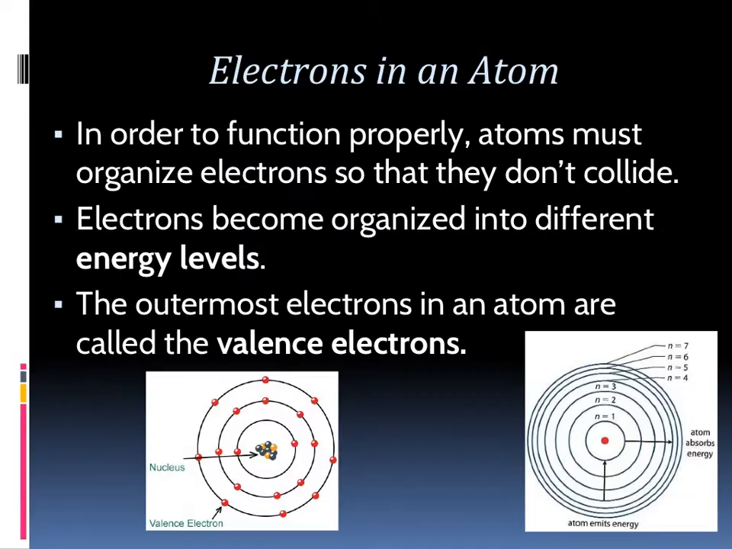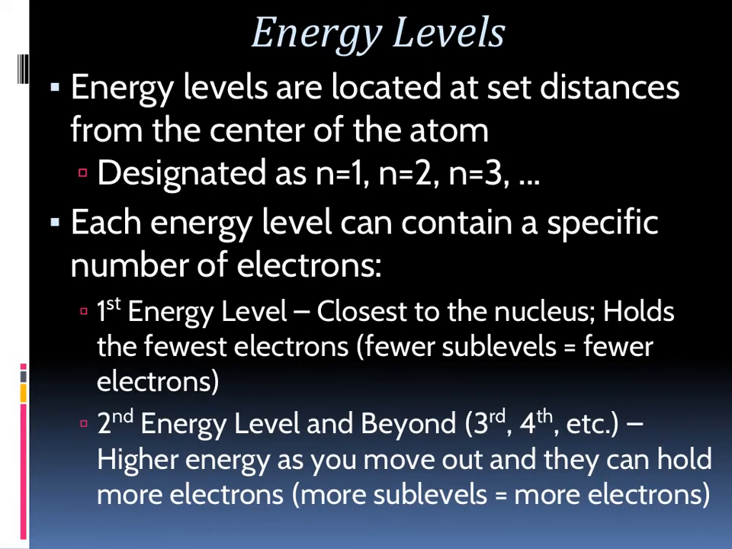Otherwise, let's go. We've already seen the general idea of the quantum mechanical model for the atom, so we know that there are energy levels. As you move out, the energy levels become more energetic, or a higher energy level, and the electrons really need to stay organized in these levels in order to not collide with one another and to function properly. If an electron is in the outermost energy level of whatever atom that is, then they are called the valence electrons. We already saw that they are located at set distances from the center of the atom, designated as n1, n2, n3, etc. And they can contain a specific number of electrons.